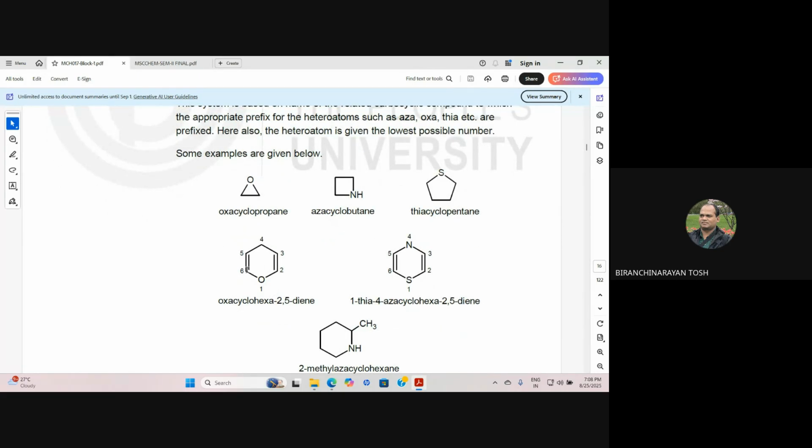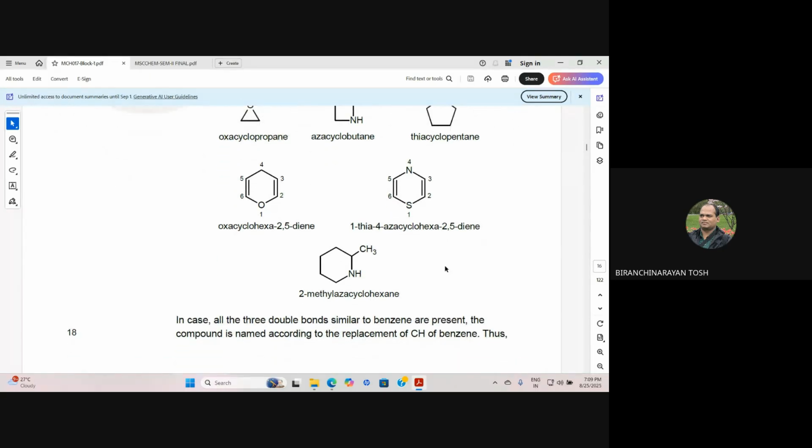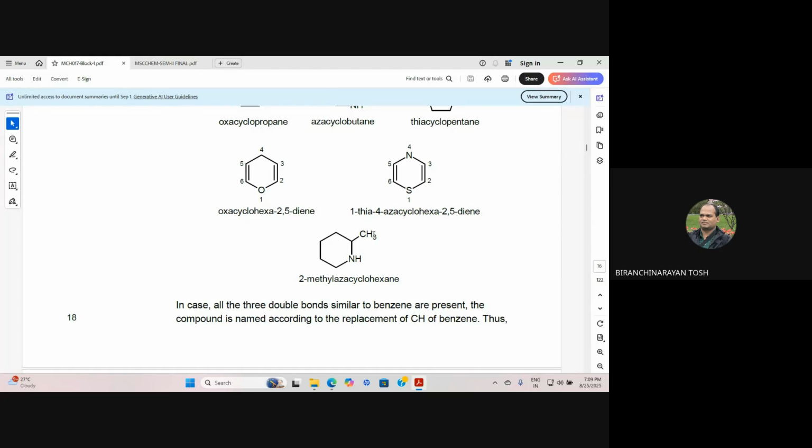For a 6-membered ring, it should be cyclohexane, and 2 double bonds are there at 2 and 5 positions, so cyclohexa-2,5-diene, and oxygen is there, so oxacyclohexa-2,5-diene. Similarly, sulfur and nitrogen are there. Sulfur is the first priority, nitrogen at 4th position, sulfur at 1 position, so 1-thia-4-azacyclohexa-2,5-diene. It's a simple one. Similarly, here a 2 position methyl is there, so 2-methylazacyclohexane.